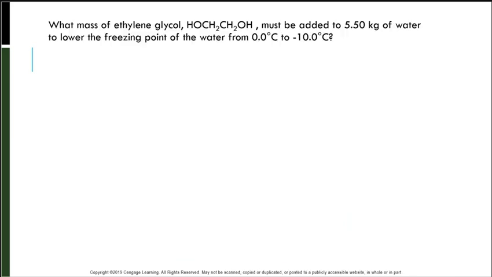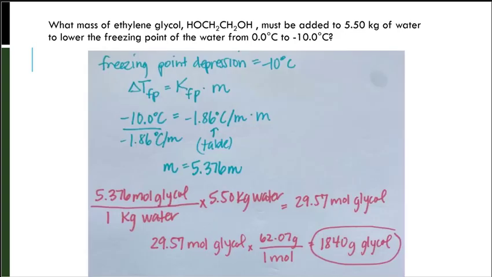Let's look at an example problem. What mass of ethylene glycol must be added to 5.5 kilograms of water to lower the freezing point of the water from 0 to negative 10 degrees Celsius? Well, we're told that we are lowering that freezing point by negative 10 degrees Celsius. If I look up the freezing point constant for water, it's negative 1.86 degrees Celsius per molal.